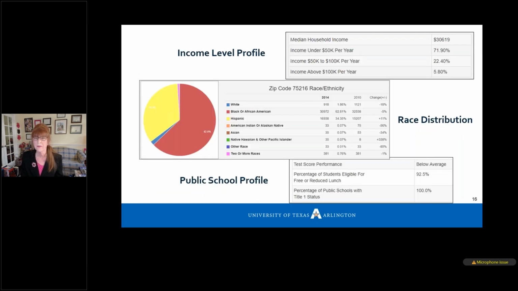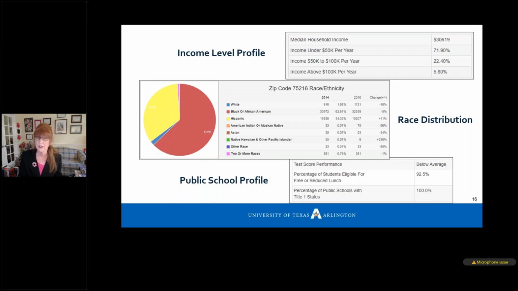Next steps, first of all, looking at 75216: there's a massive amount of information for each zip code available on the internet. Basically, 75216 has a median income of about 30,000, as you can see there. The share of incomes under 50,000 is 71%. See the different ranges; those with 100,000 is very small. Look at the race distribution: primarily Black, African American, and Hispanic. The rest are very small.